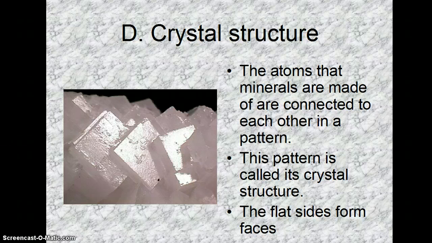Okay, next, a crystal structure. That means that the atoms of that mineral are connected and they form a pattern, and this pattern is called a crystal structure. The flat sides form faces. Halite, which is salt, has a crystal structure, and its crystal structure is in the shape of a cube.